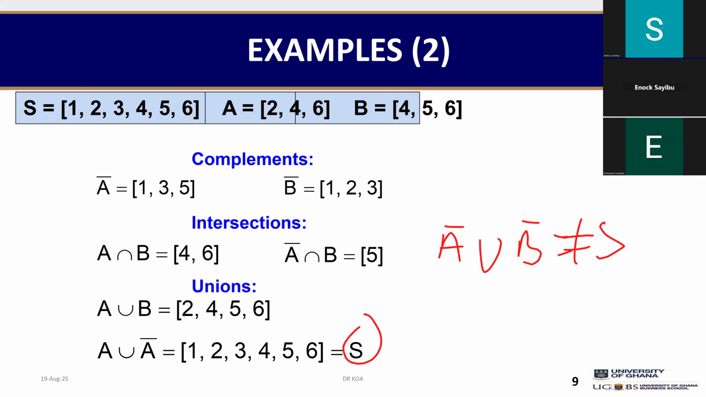So I think A complement union B complement is not the same as the universal set because there's an intersection. They have common elements in both sets. Yeah. Very good. Similar. Very good.